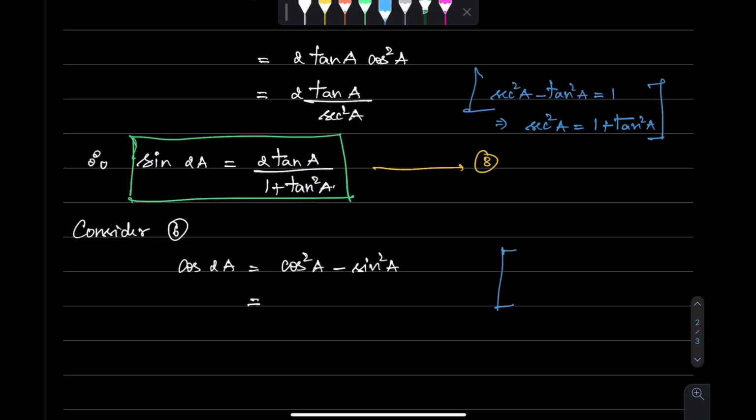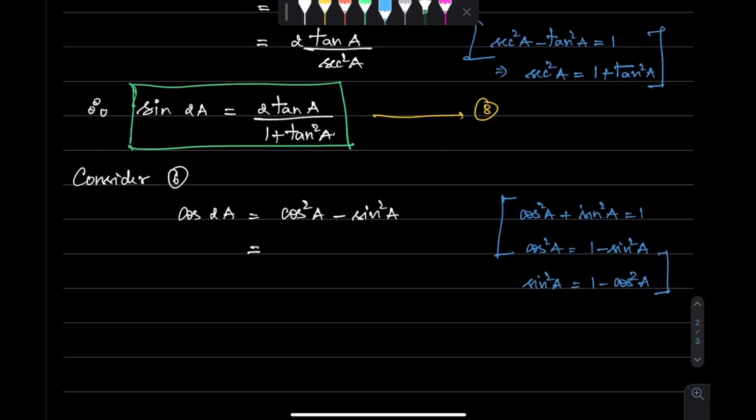So what we know, I know that cos square a plus sine square a is equal to 1. So from which I can write cos square a as 1 minus sine square a, or I can take sine square a as 1 minus cos square a. Using that first one, in this expression I'm going to put cos square a as 1 minus sine square a.